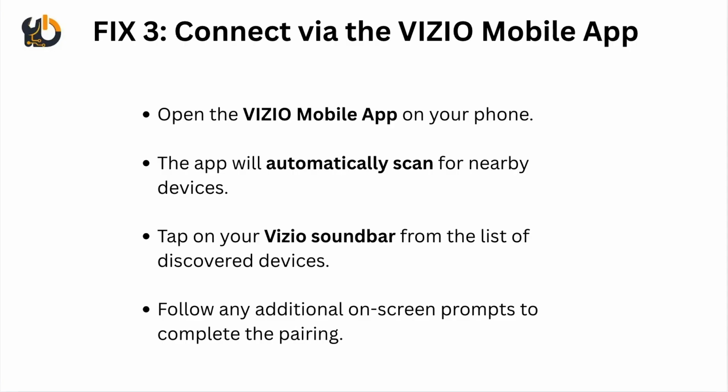Third fix is connect via the Vizio mobile app. Open the Vizio mobile app on your phone. The app will automatically scan for nearby devices. Tap on your Vizio soundbar in the list of discovered devices. Follow any additional on-screen prompts to complete the pairing.